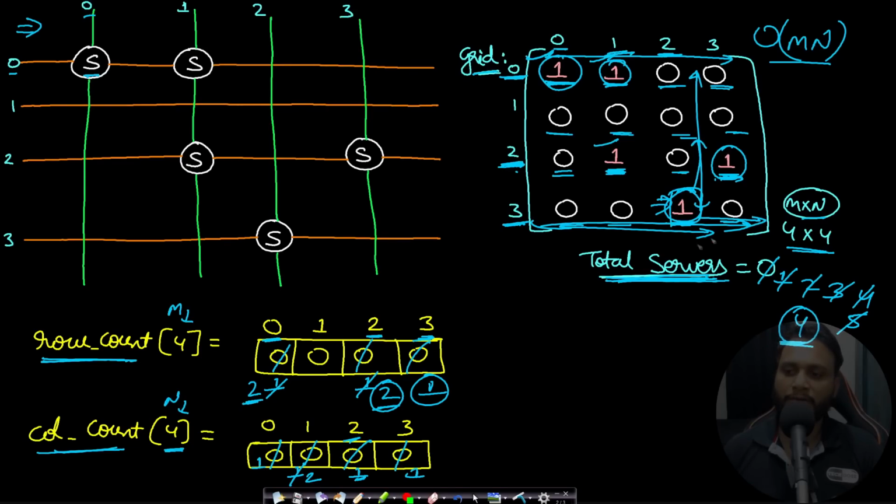Now after this there are no other servers. So at the end we will be returning the total server, which will say the total number of communicating servers, and in this case the answer will be 4, right?